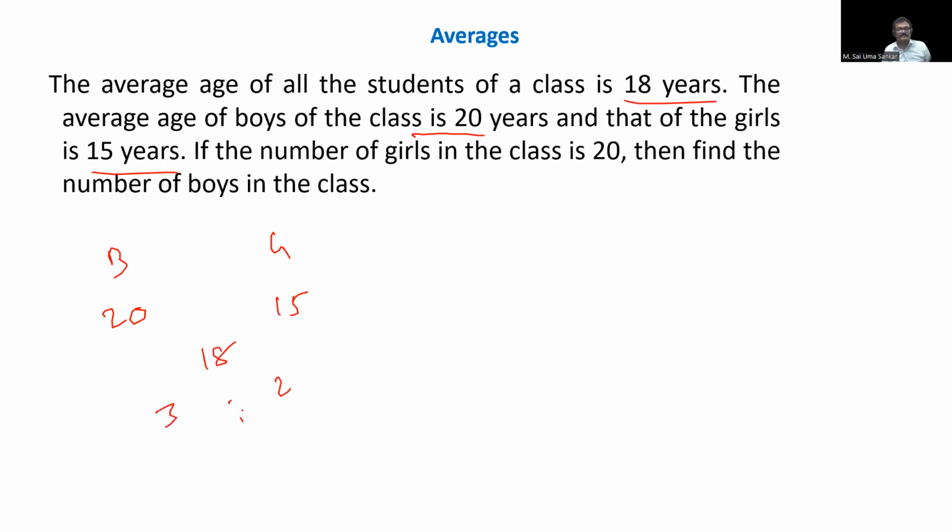So boys and girls are in the ratio 3:2. If the girls are 20, what are the boys? That equals 30 or not? That is the answer. 2 into 10. Here 3 into 10. That's it.